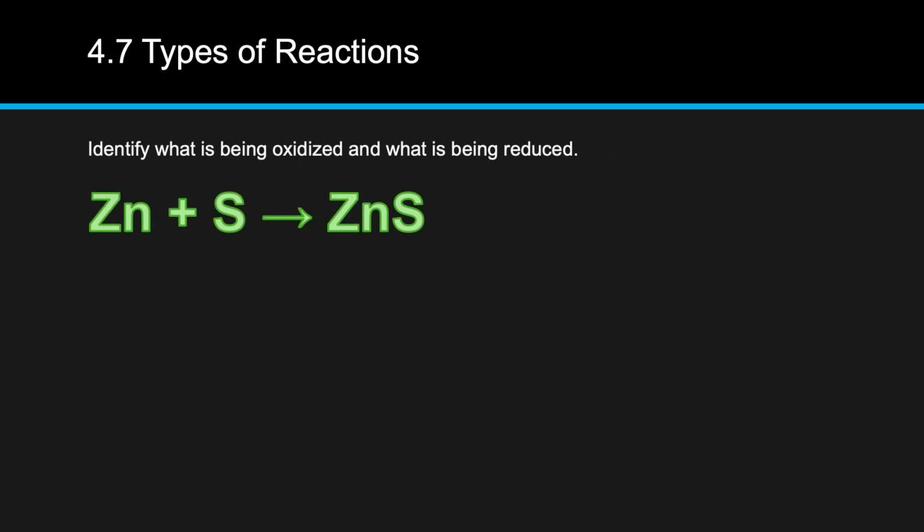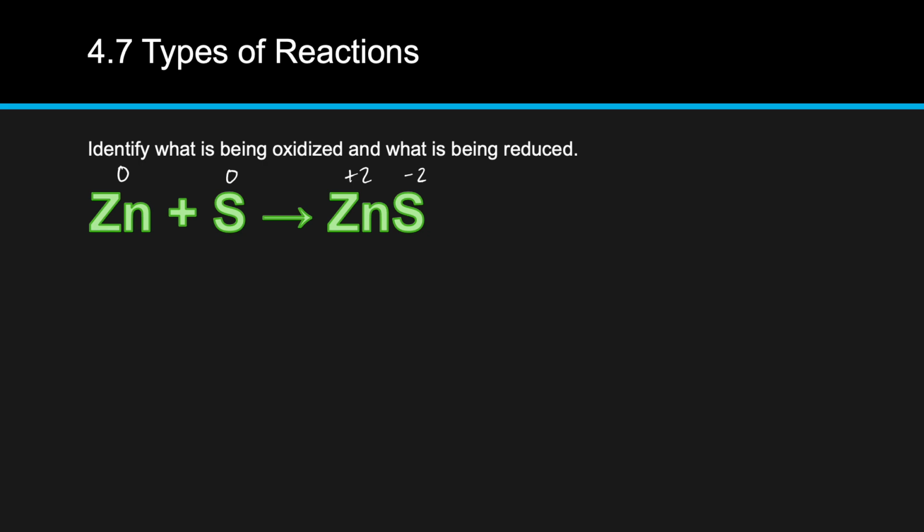All right, so let's identify what's being oxidized and what's being reduced. Remember from our rules, if an element is by itself, that means it's going to have an oxidation number of 0. And zinc and sulfur as the reactants are by themselves, which means their oxidation numbers are 0. Then in the compound, we know zinc has an oxidation state or a charge of +2, and sulfur is -2, just because that's an ionic compound. That's a nice and easy way to identify those.